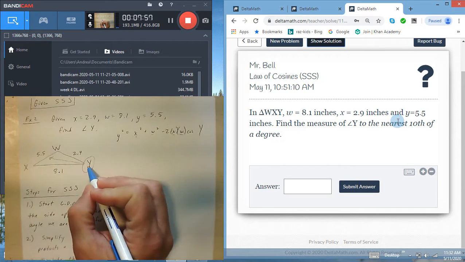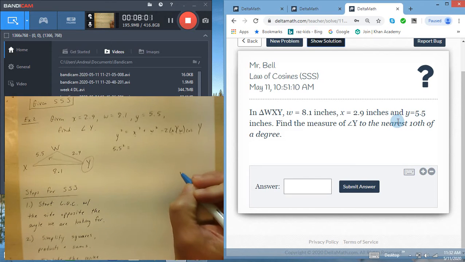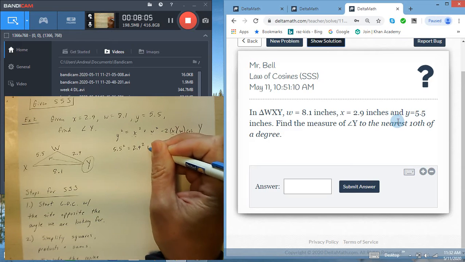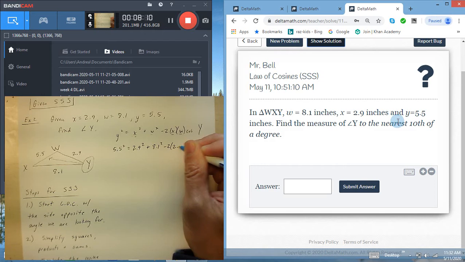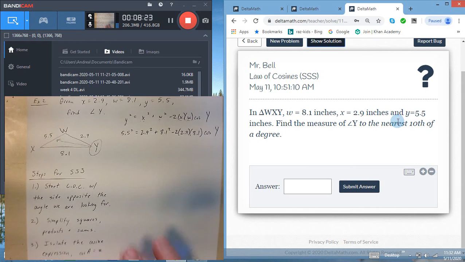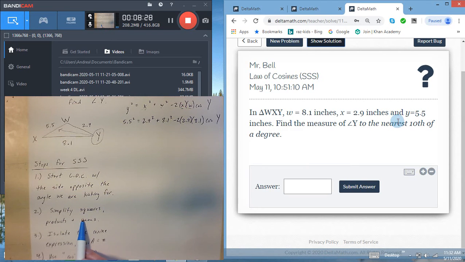So here we go. Starting with 5.5. 5.5 squared equals x squared plus w squared minus 2 times 2.9 times 8.1 times cosine of angle y. Here's where it gets a little messy, just a little more steps, but nothing that you can't handle. What we want to do is clean up some of these numbers. Let's simplify the squares, products, and sums.